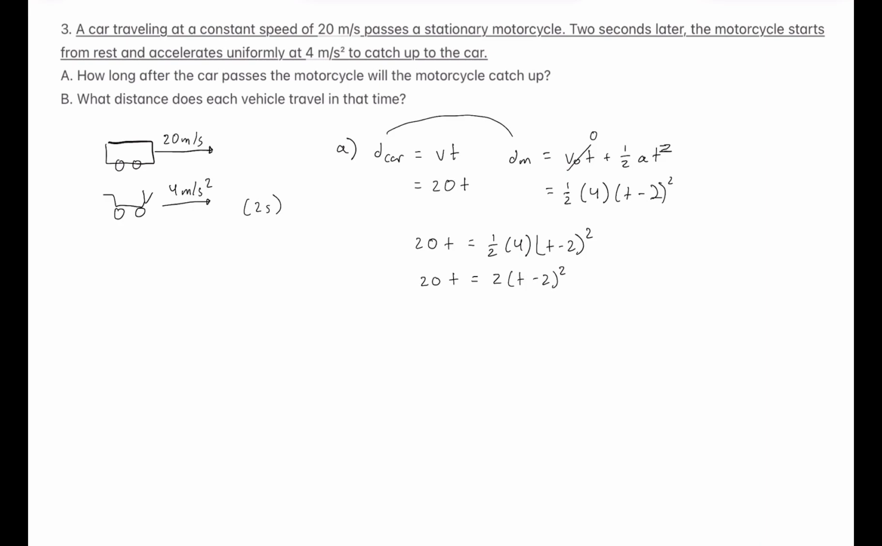Let's divide by 2 first and get 10t is equal to (t minus 2) squared. We can expand the right side and then subtract 10t from both sides to get a quadratic. So t squared minus 14t plus 4.